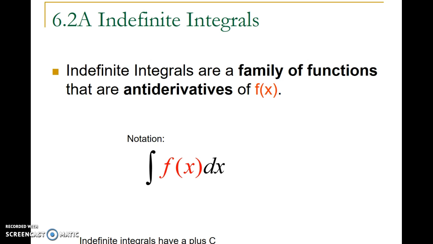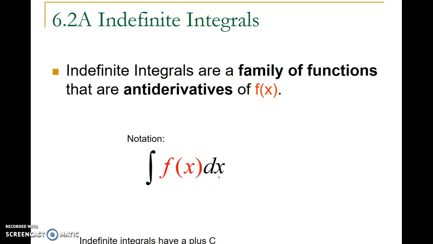This is the notation. It looks just like definite integrals, except notice that it's missing limits of integration. It's just an integral sign with an integrand f of x and then the dx. The dx tells you what variable you are integrating with respect to. It tells you what your independent variable is. And your answer will be a function of x because it's a dx integral.